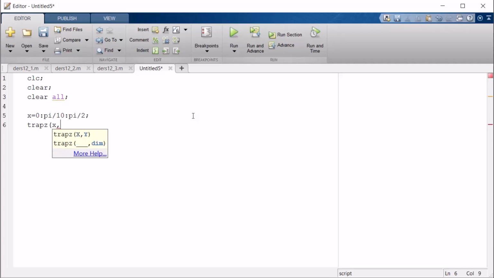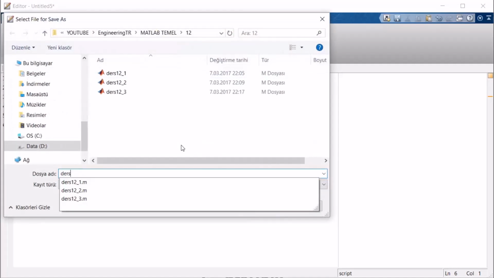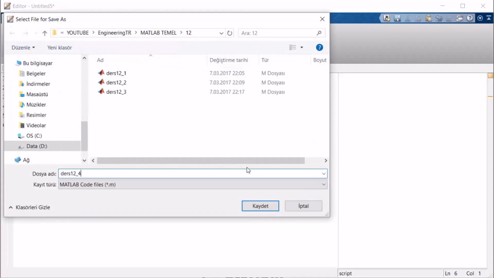My aim is to find the integral of cos x. And let's see what the integral of cos x is. You can write the result here if you want, or you can leave it if you don't want to. I will see it this way. I saved it as lesson 12.4. I saved it. Okay, let's see now.